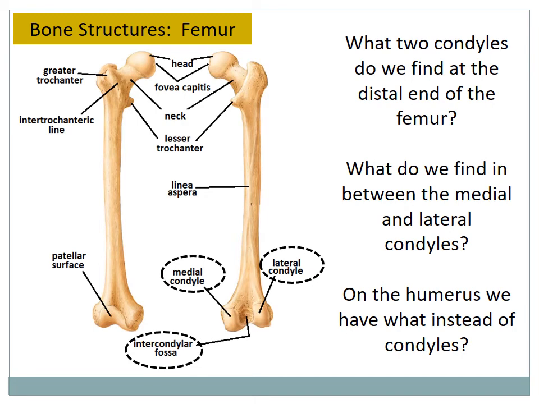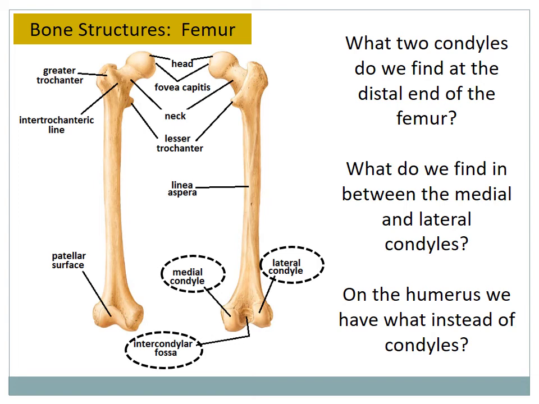So what two condyles do we find at the distal end of the femur? Yeah, we find the medial and the lateral condyle. Very good. What do we find in between the medial and lateral condyles? The intercondylar fossa. Again, a great name. It tells you right where it's at. In between the condyles, fossa.